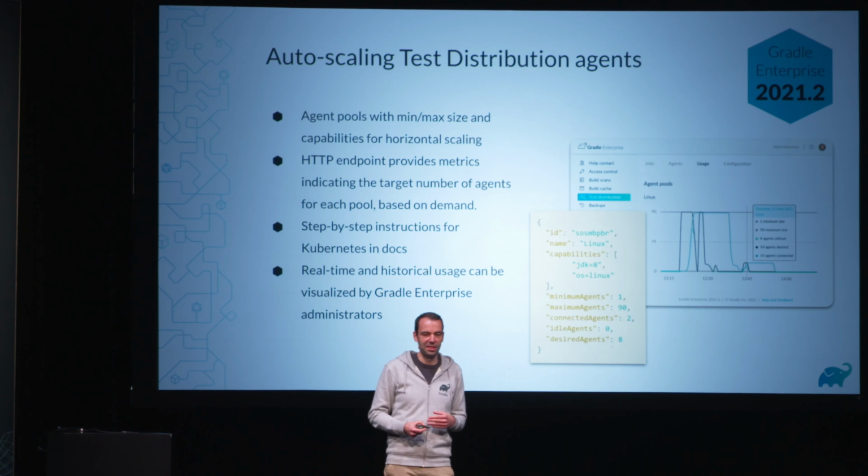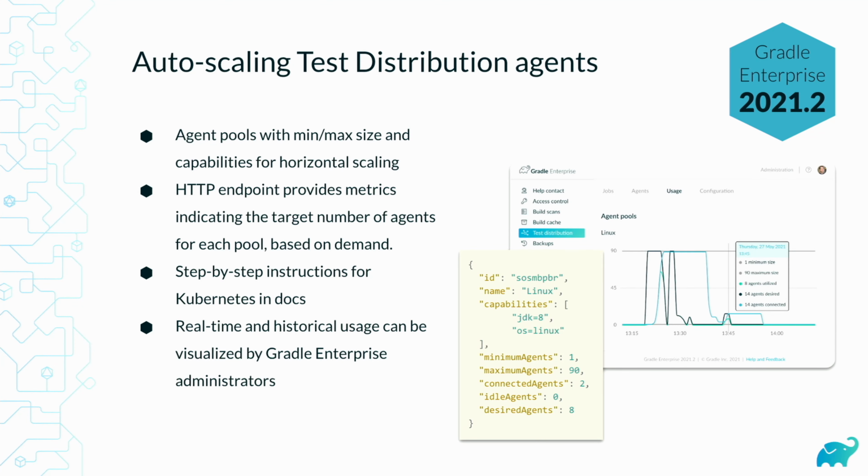This also works. And you can see real-time usage and historical usage in Gradle Enterprise, as can be seen on that screenshot on the right, like the chart of minimum, maximum, utilized, desired, connected agents over time.